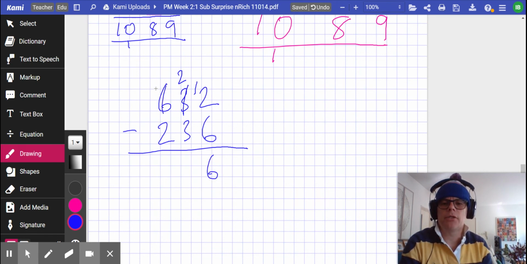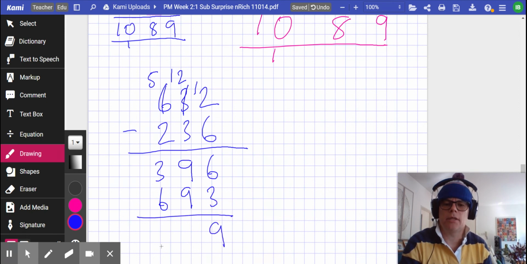2 minus 3 I can't do, so I've got to borrow 10 tens from here. 2 plus 10 is 12. 12 take away 3 is, there's that 9. 5 take away 2 is 3. 693. And you will always end up with 1089.